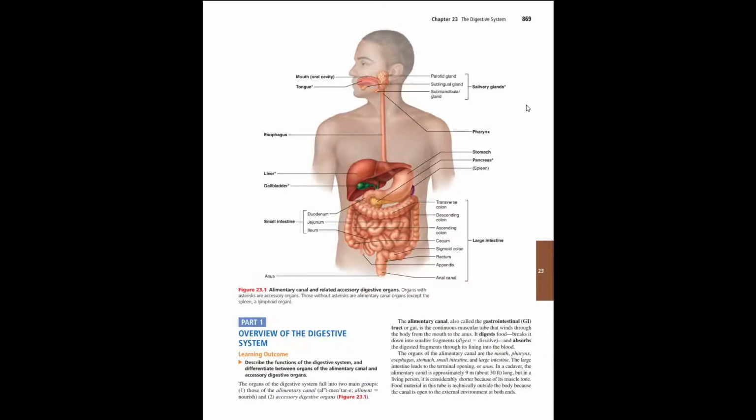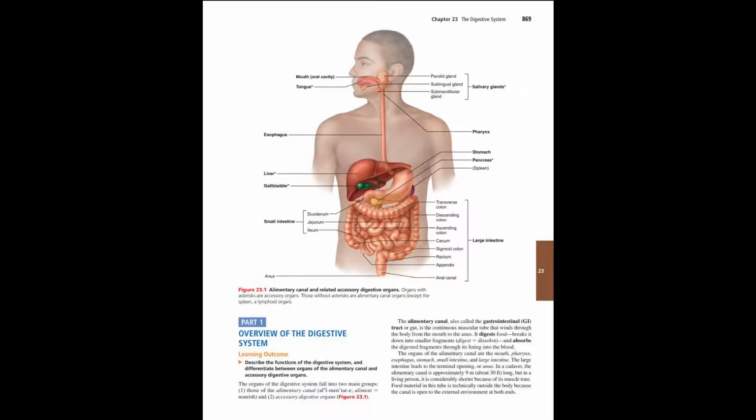The alimentary canal, also called the gastrointestinal tract or gut, is the continuous muscular tube that winds through the body from the mouth to the anus. It digests food, breaks it down into smaller fragments, digest equals dissolve, and absorbs the digested fragments through its lining into the blood. The organs of the alimentary canal are the mouth, the pharynx, esophagus, stomach, small intestine, and large intestine. The large intestine leads to the terminal opening, or the anus.